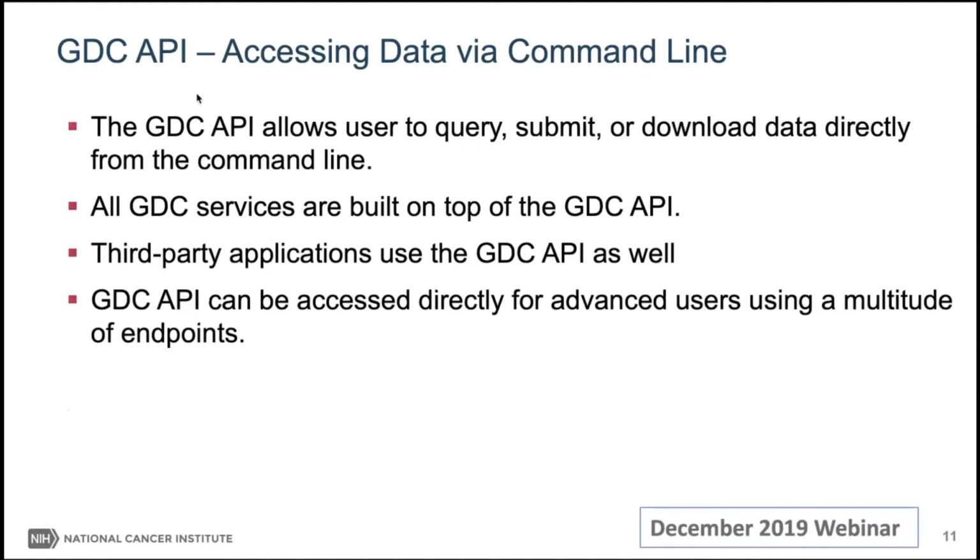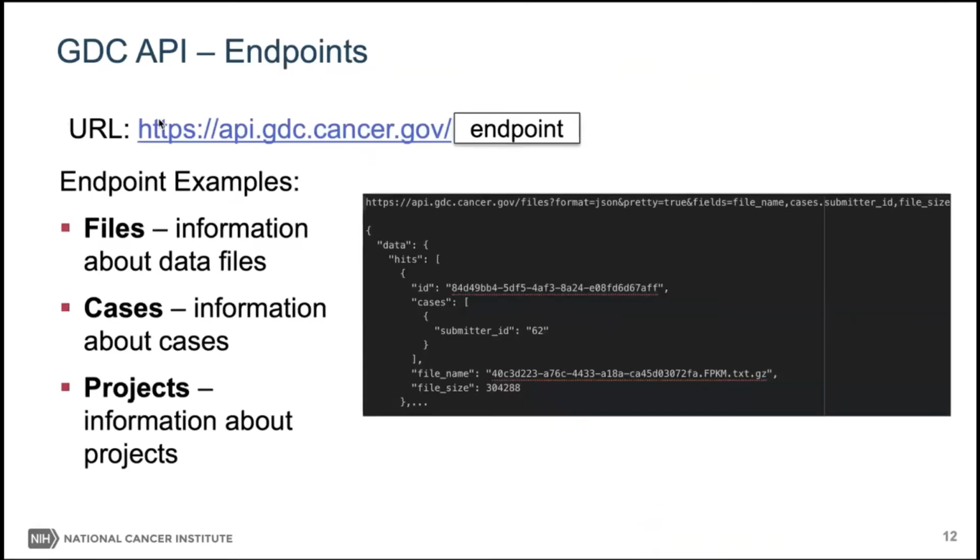There are outside researchers who develop third-party applications that use the GDC API as well. So this is all publicly facing, and we actually do have a page where we collect third-party applications that use the GDC API and link them through our website. It's called the Community Tools page. I'll mention it later in the presentation. So the GDC API can be accessed directly using a multitude of endpoints depending on what you want to do. So here's the basic query structure of the GDC API.